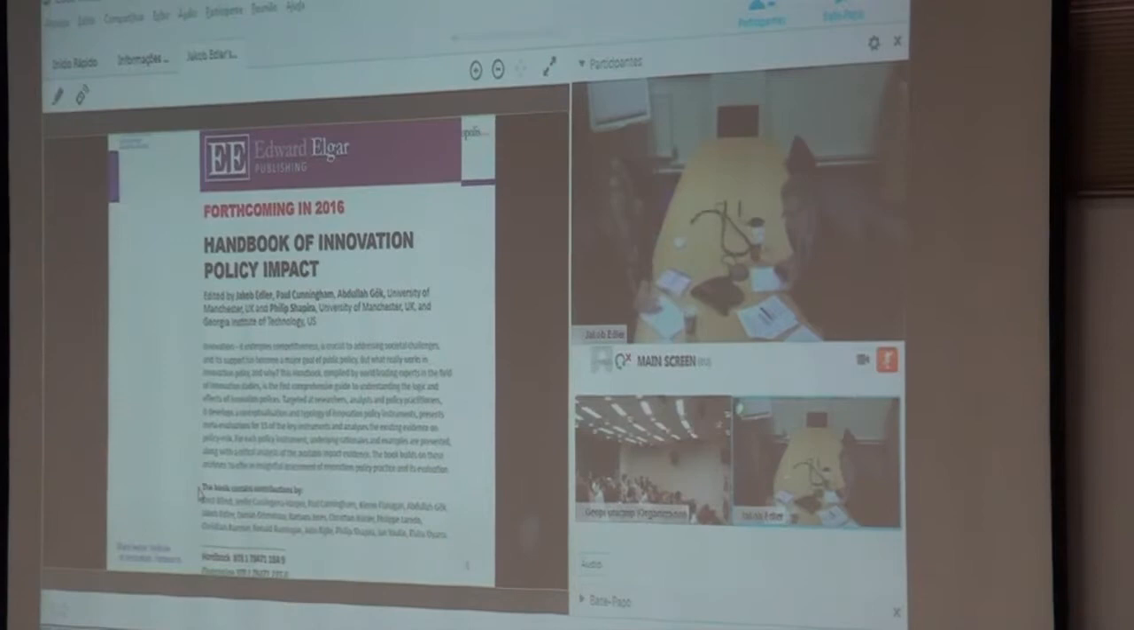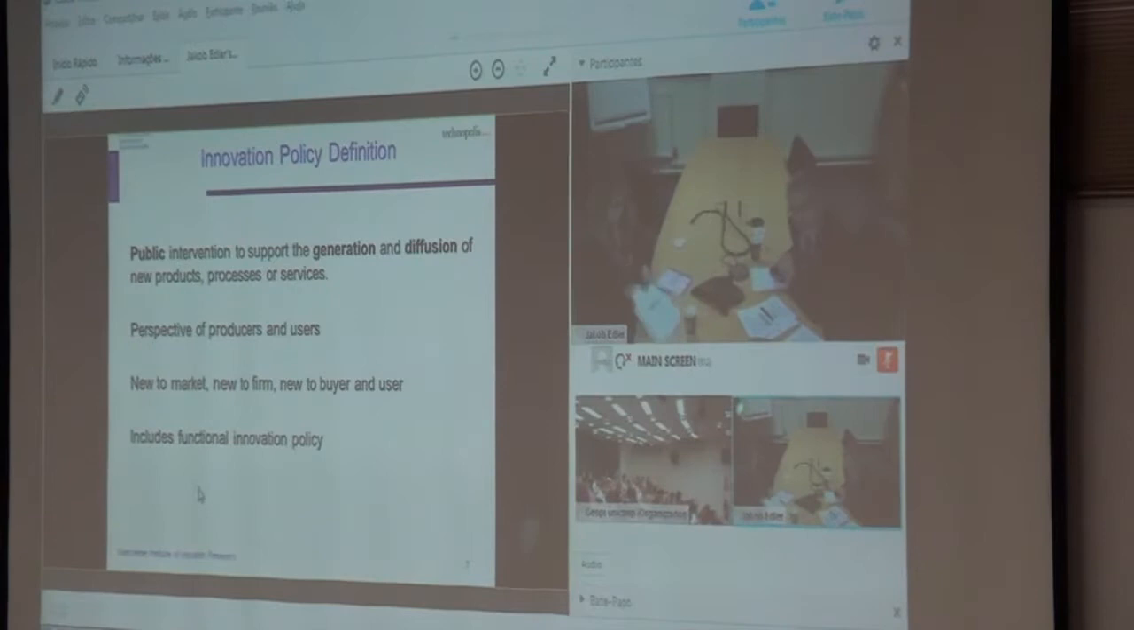Now, the next two or three slides can be done very quickly, just to illustrate what we mean when we talk about innovation policy. First of all, the definition is a very broad one. It's a public intervention to support the generation and the diffusion of new products, processes, or services. So it is not only the generation of innovation, it's also the diffusion and the uptake of innovation. And it's not only about radically new products, it's also new to the buyer and new to the firm. So it's a very broad approach in terms of innovation policy.